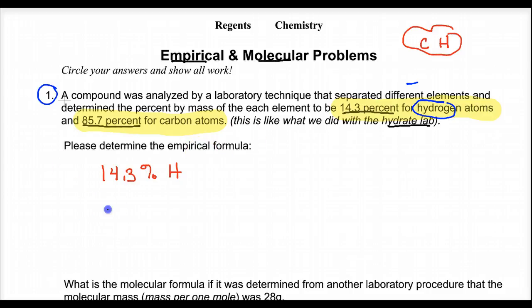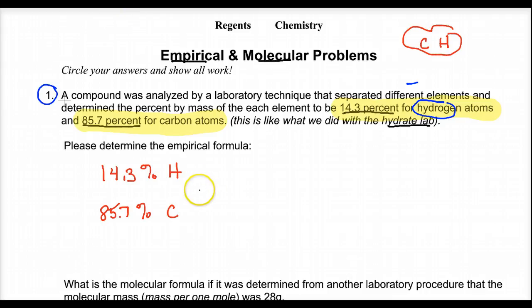Now, what we have is 85.7% carbon. That was also one of the percentages. Notice when these add up, this should give us 100. So the entire mass of the sample is made up of two different atoms, and we have the percent by mass, just like we did yesterday.